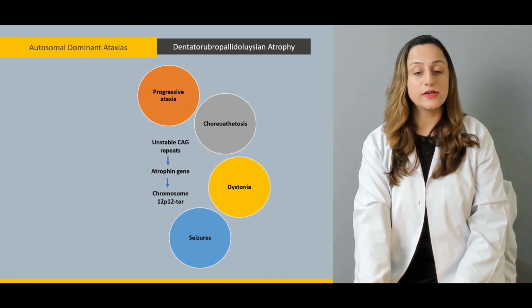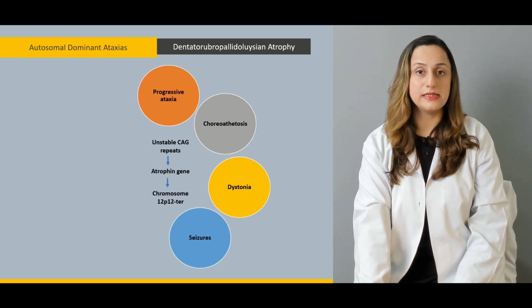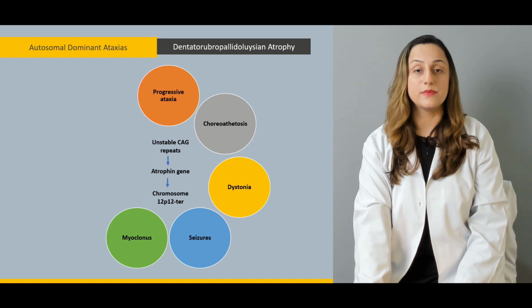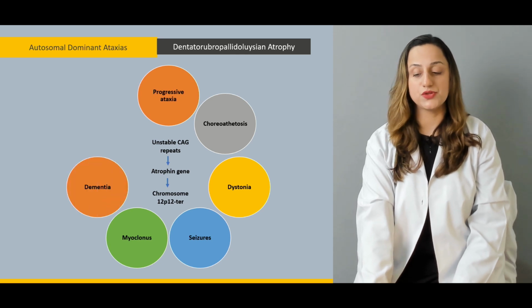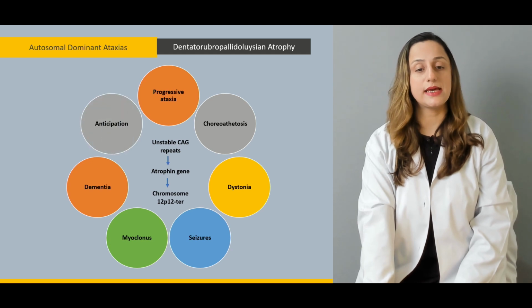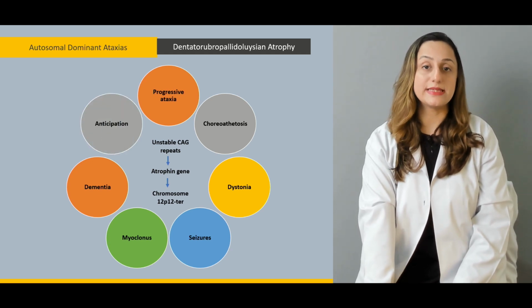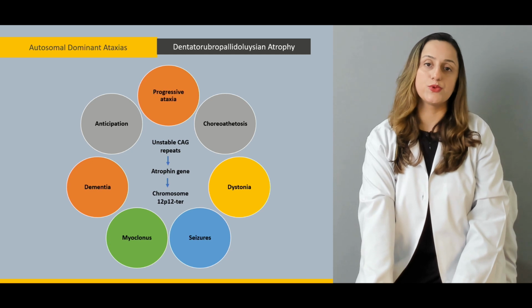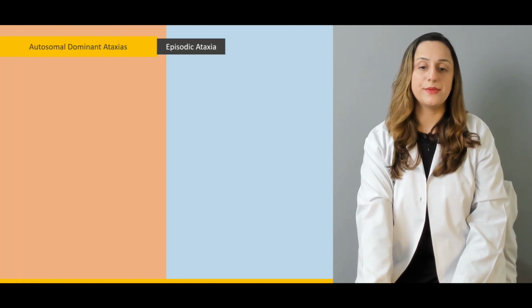Dystonia is one of the important features. Seizures, it can be the tonic-clonic kind of seizures. Myoclonus is one of the important features over here. Dementia is sometimes associated with it, and then we have the features of anxiety and anticipation, which are also noted down in these particular patients.